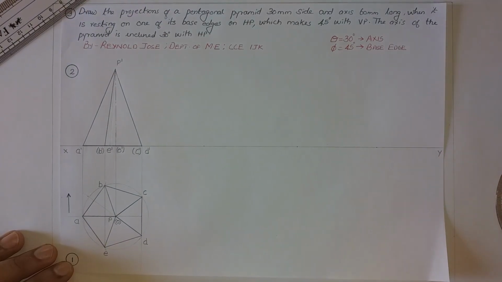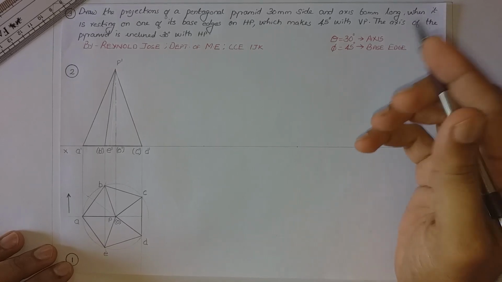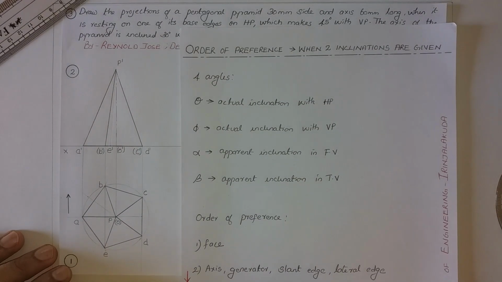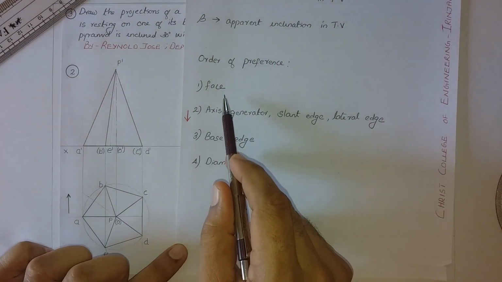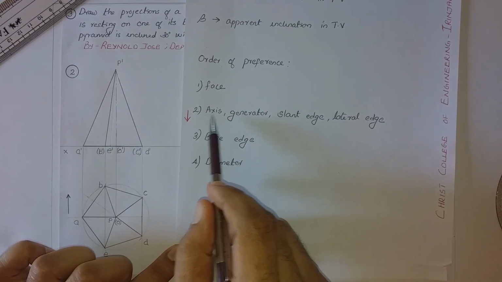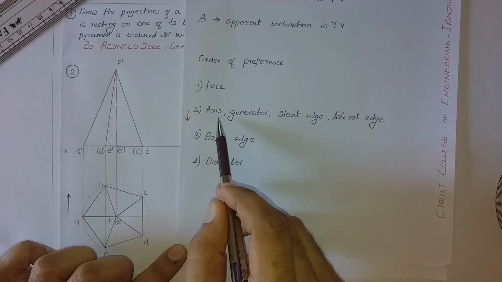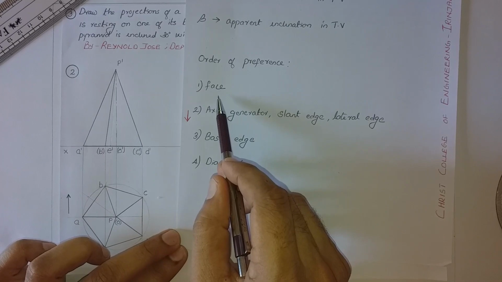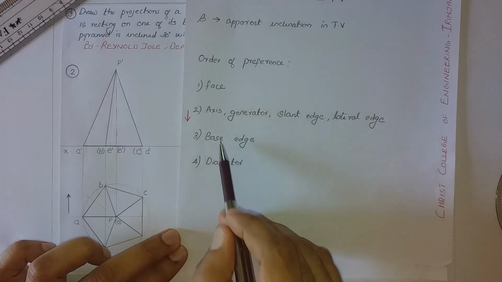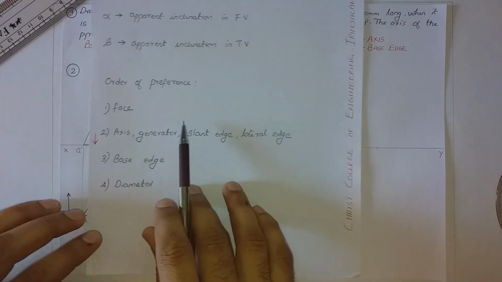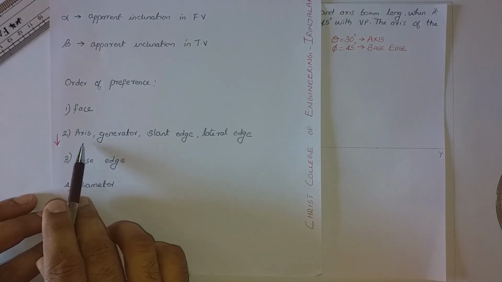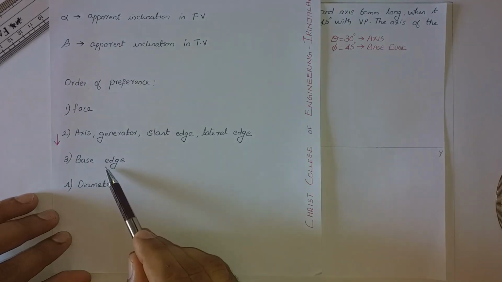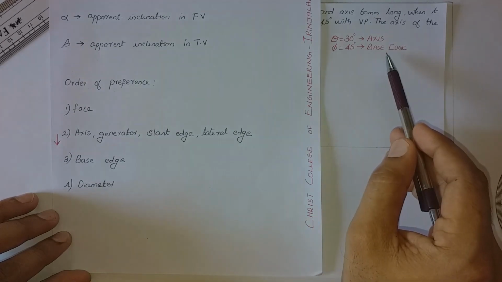So the first decision that we have to take is which is to be applied first with respect to the solid. Is it theta or phi? For that we will be referring to our order of preference. As per the order of preference, the first preference is for face, but here we don't have an inclination with respect to face, but we have an inclination with respect to the axis and with respect to the base edge. So the inclination with respect to the axis must be taken first. So theta must be taken first, and inclination with respect to the base edge must be taken second, that is phi must be taken second.